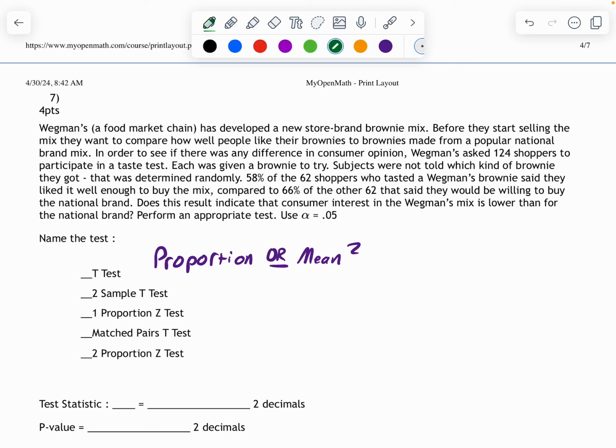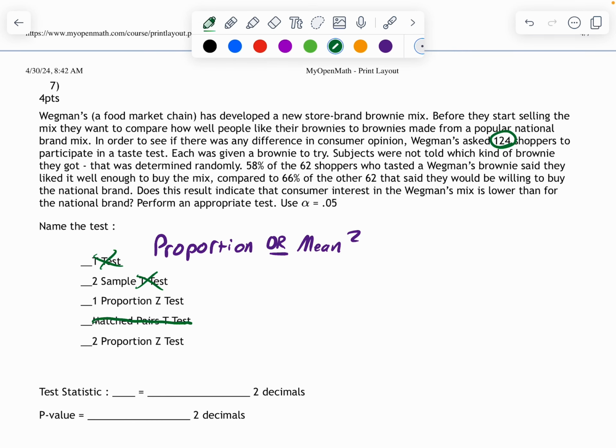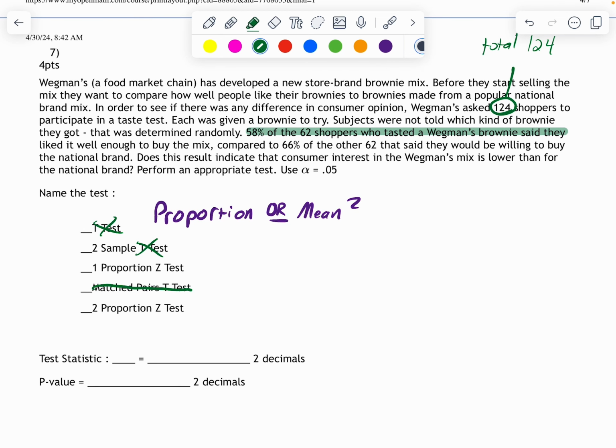So first off, it's not a t-test, okay? And it's not a matched pairs t-test. So was this a single sample or a double sample? This is a little bit tricky. We had a total N of 124, but if you dig deeper, it is two samples, because here we have the first sample. They randomly picked some of them to get Wegmans brownies. So that sample was 62.